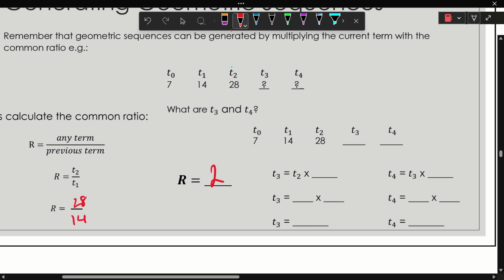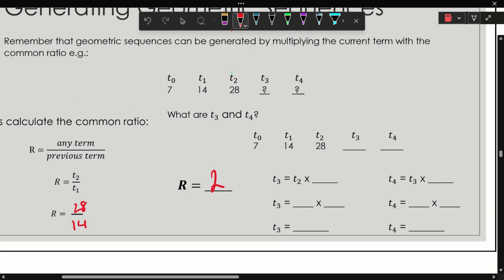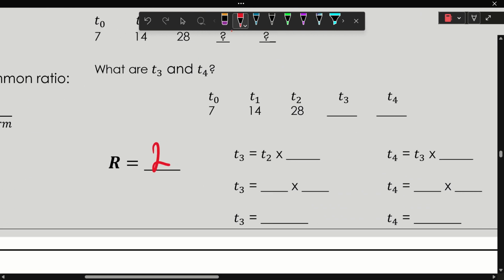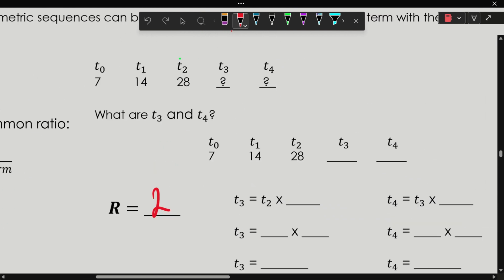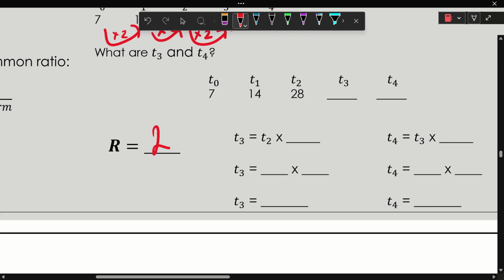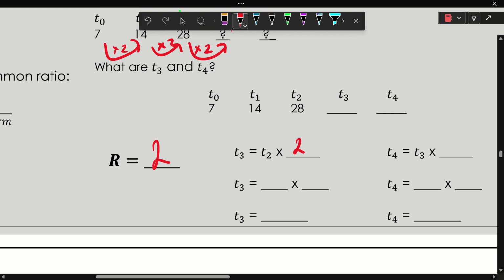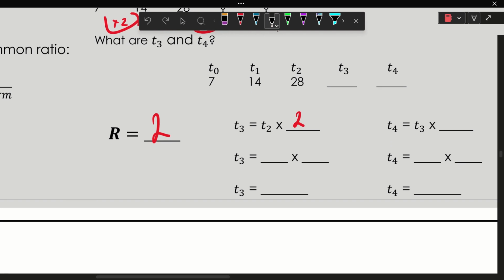All right. So in this sequence, it wants us to show what T3 and T4 are. So T3 is going to be, and again, if you just follow the sequence, you know you're multiplying by 2 each time. So that means to get T3, it's going to be whatever T2 is times 2. So let's do the working out. T3 is equal to T2 times the ratio of 2. The value of T2 was 28. So it's 28 times 2, which gives you 56. So that means T3 is 56. Easy.